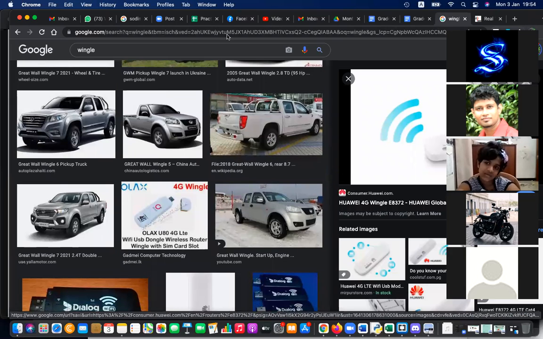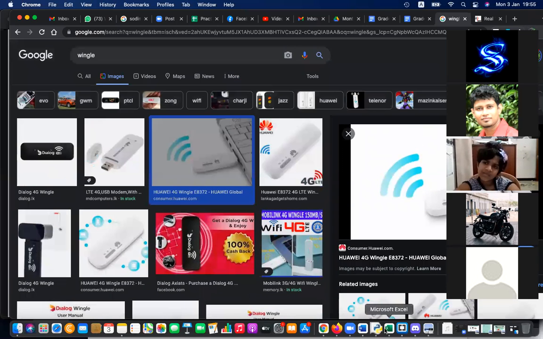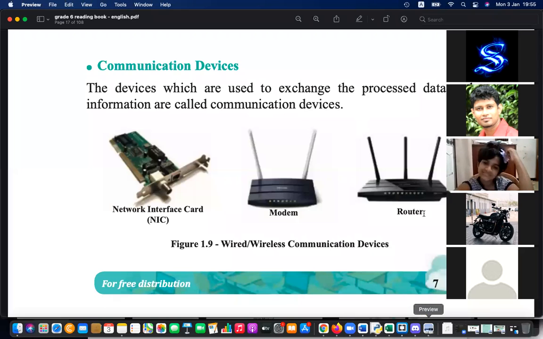Okay, then now you have an idea about these network interfaces, right? Wingles, dongles, routers. So which is better? Router. Why? Network interface card, anyway, for every device you need that. That is there in every device, right? Either it is speed. Yes, the router is faster.